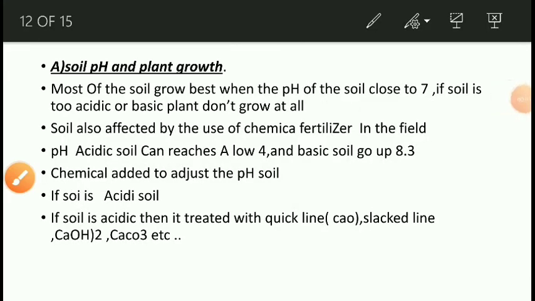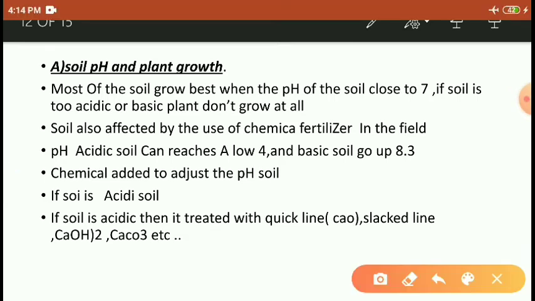Okay, students, most soils grow crops well when the pH is less than 7. When the pH is less than 7, the soil gives a good product. Right, students? For plants and agriculture purposes, that soil is good whose pH is less than 7.